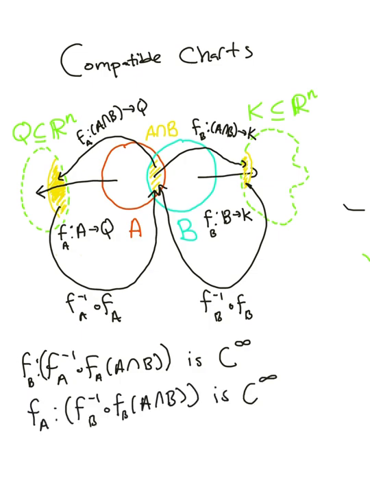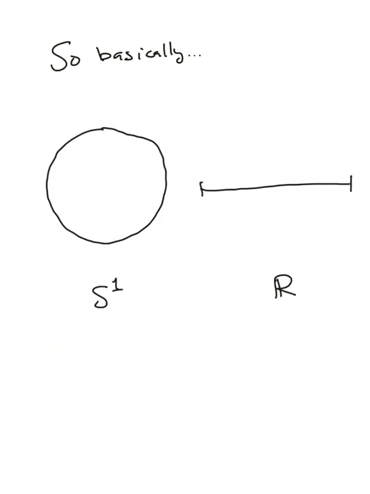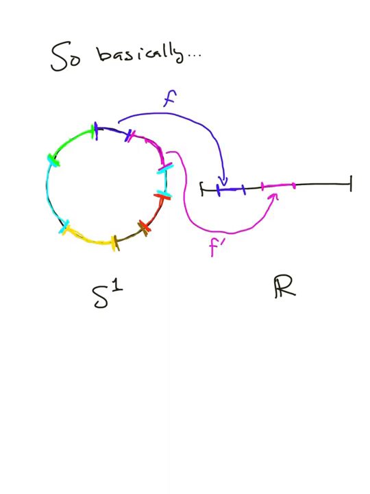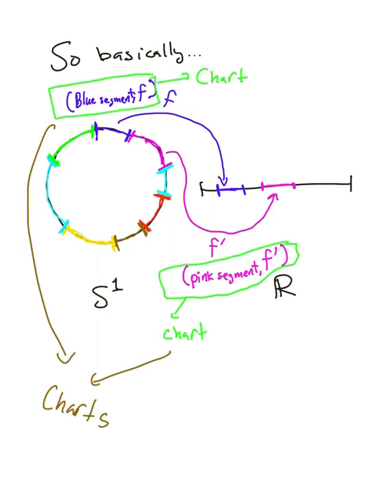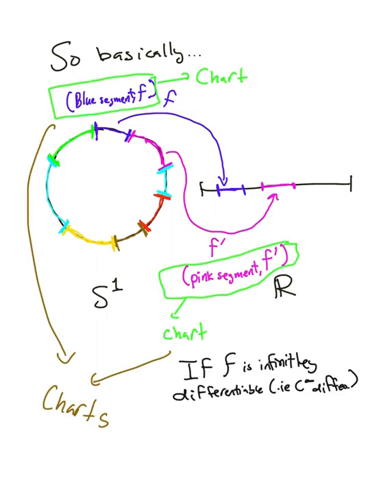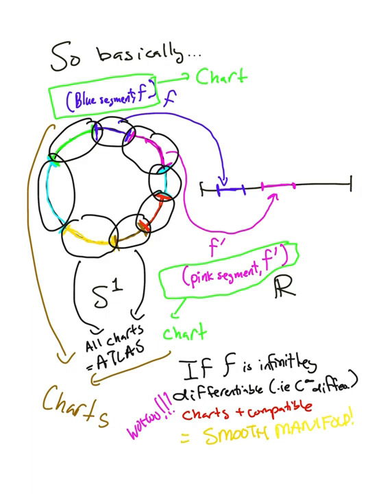is infinitely differentiable. So basically, by definition, a manifold will have a neighborhood for each point that is homeomorphic to an open subset of Rn. We call the neighborhood with the relevant homeomorphism a chart. If the homeomorphism is infinitely differentiable, i.e. a diffeomorphism, and the charts are compatible, we call that a smooth manifold.